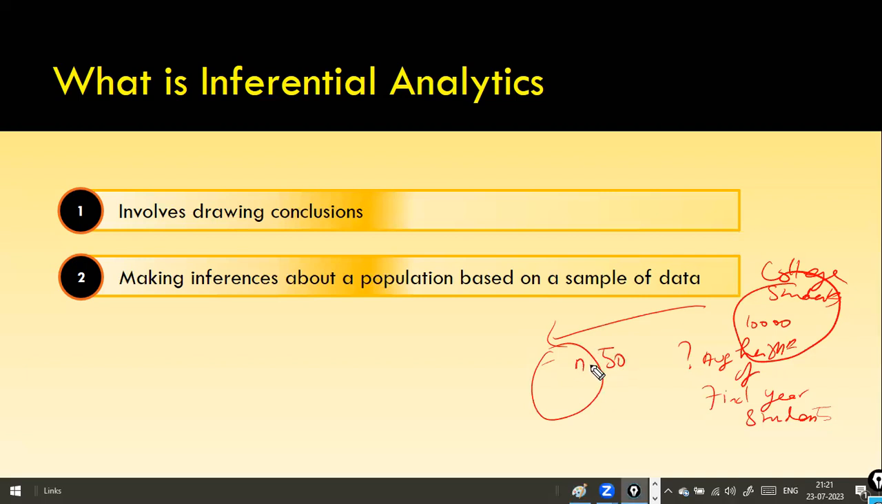We always use a notation called N. N is the sample size. N is equal to 50 students. Because measuring the height of the 1,000 students is a time-consuming process. Instead, what you do is randomly select and measure 50 final year students' height.